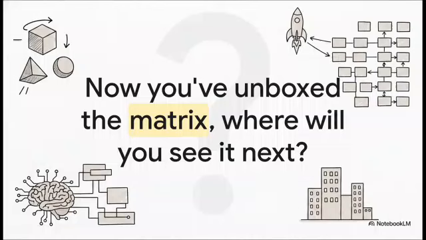Now that you've kind of unboxed the basics of the matrix, the real question is, where are you going to see it next? Because I'm telling you, these ideas, they're the foundation for solving massive systems of equations, for rendering the amazing 3D graphics in the virtual worlds we all love, and even for powering the artificial intelligence that's literally changing our world as we speak. The possibilities are, well, they're pretty much endless.